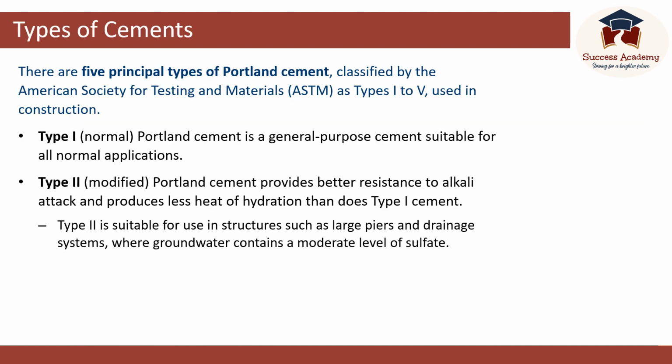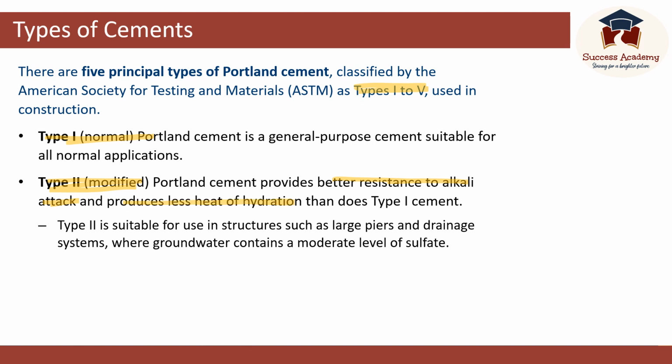Let's see different types of cements. There are 5 principal types of Portland cement classified by the American Society for Testing and Materials, type 1 to 5. Type 1 is normal Portland cement, which we can use for general purpose applications. Type 2 is modified Portland cement with a better resistance to alkali attack and produces less heat of hydration.